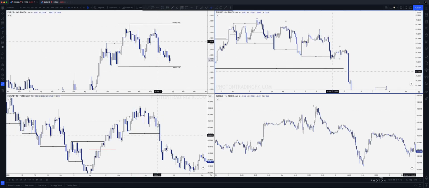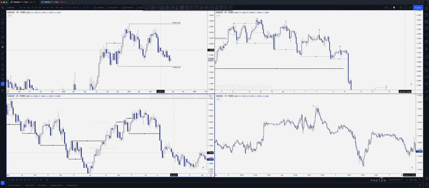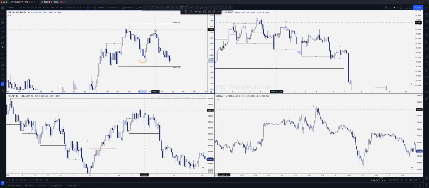Now, when we get that daily bearish trend change, we get that closure down here, right? The daily's now bearish, so we're expecting a daily bearish trend. But what's happened on the weekly chart? Well, the weekly is bullish, and we are expecting a weekly higher low to kick in.